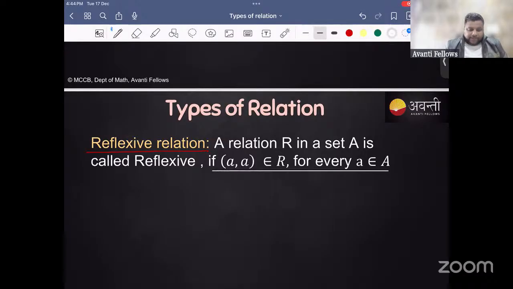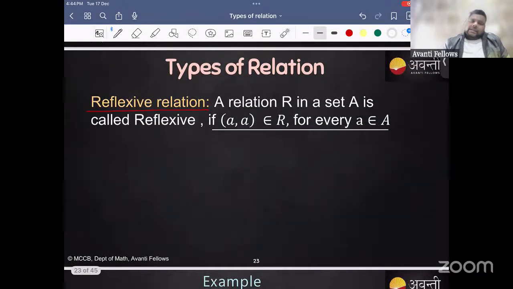Got it? Every element of A is related to itself. There can be other elements also, like 2 can be related to 5, that's fine. But 2 should be related to 2. Every element, not a single element should be missing.